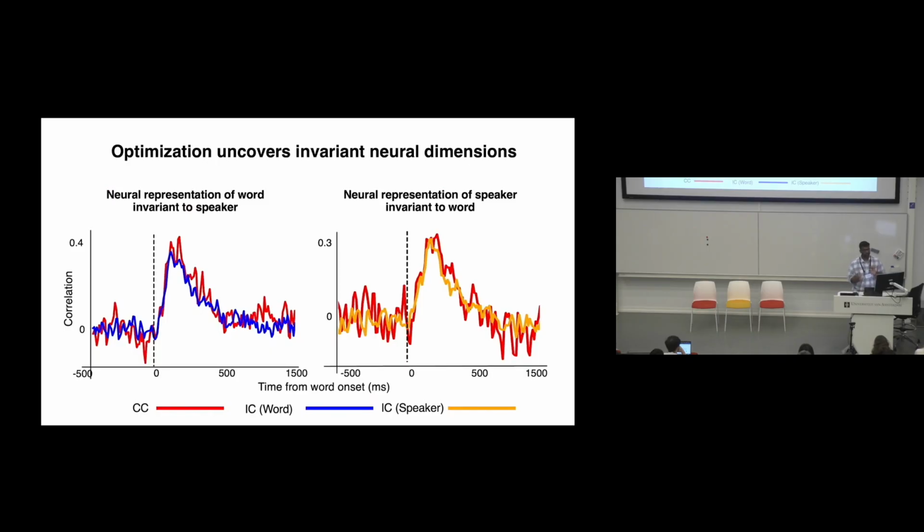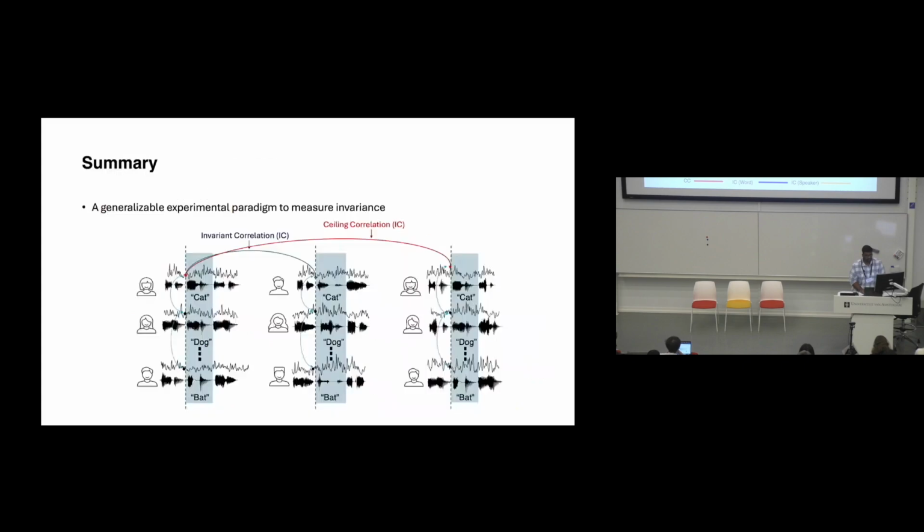Now, using this experimental paradigm and our invariant neural dimension method, we are able to uncover very strong invariant neural dimensions in both cases: representation of word that's invariant to speaker, and representation of speaker that's invariant to word. You can see that in both the plots here, where if you look at the IC and the CC curve from word onset, they very closely track each other.